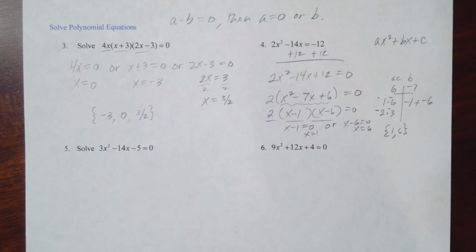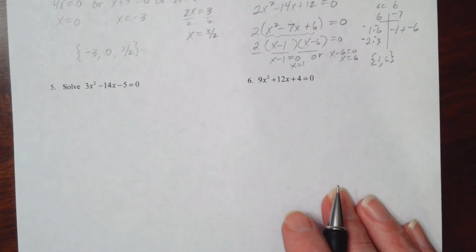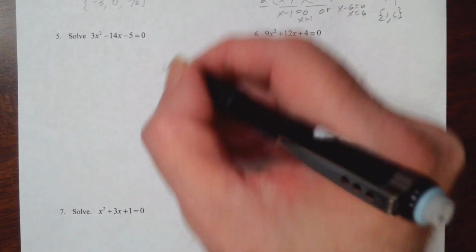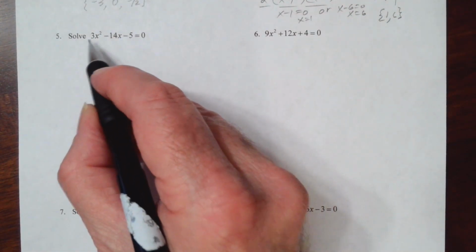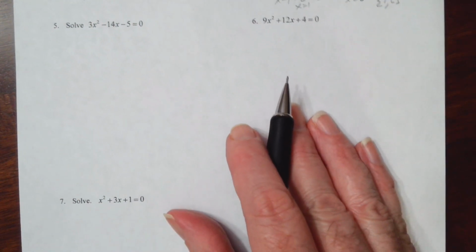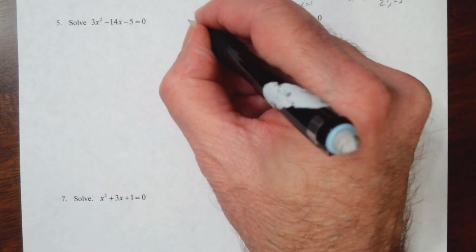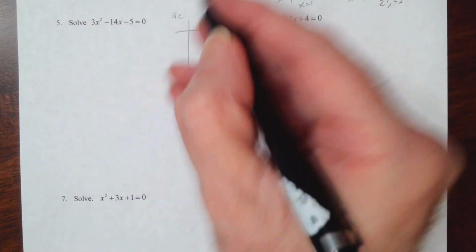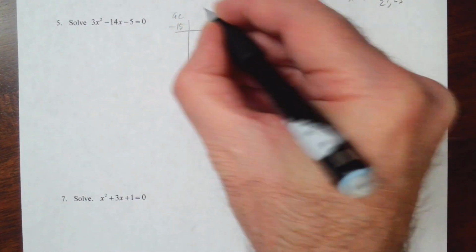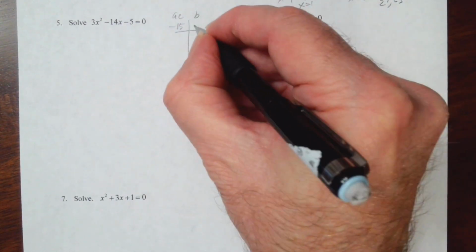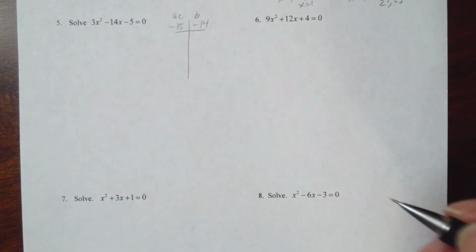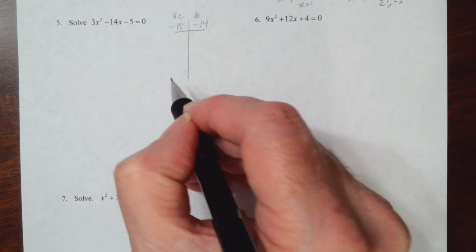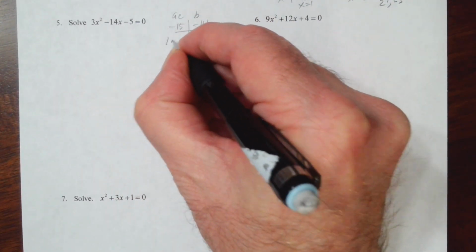All right, let's move on to number 5. So here, this is not a 1, so we're going to use the AC method here, but it's a little bit more involved. Our AC here is 3 times negative 5, which is negative 15, and our B term is negative 14. By the way, as soon as you find the pair of numbers that works, you can stop. You don't have to be systematic the way I am, but you can be.